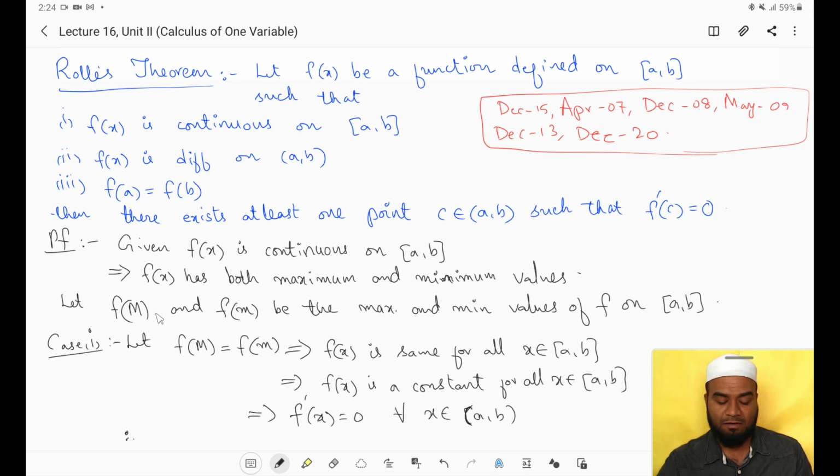I'm assuming that f of capital M is the maximum and f of small m is the minimum of f on the closed interval a comma b. Then these two values may be equal or unequal. If they are equal, then the function will be the same. Maximum and minimum values being equal means the function cannot be different at different values. The function will be the same at all the values. Then only we will get maximum and minimum equal.